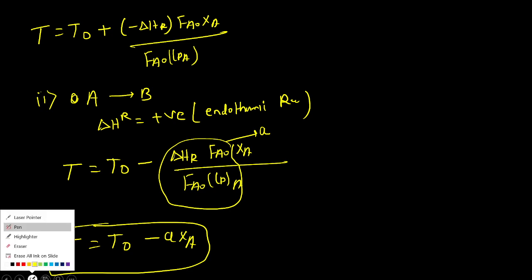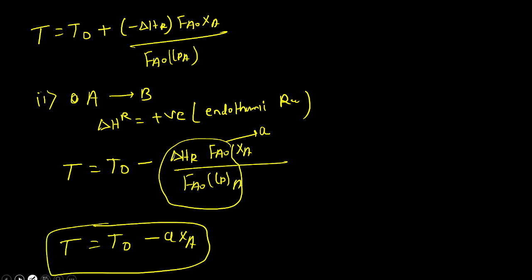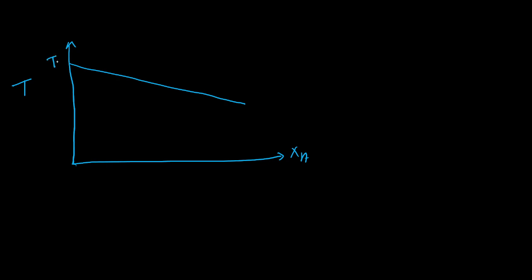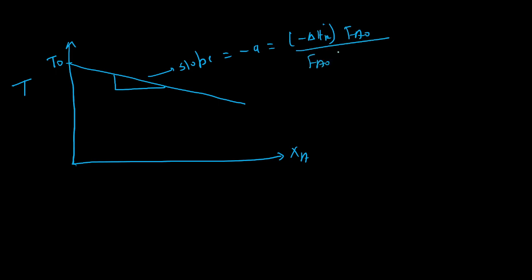So the slope of this particular curve, if we draw the temperature profile for the endothermic reaction in a continuous stirred tank reactor, is this: temperature here and XA here. It will start from T naught and it will be decreasing like that. So here the temperature will be T naught and the slope is minus A, that is equal to minus delta H of R Fa naught upon Fa naught Cp of A. So these are the two cases that we can assume.